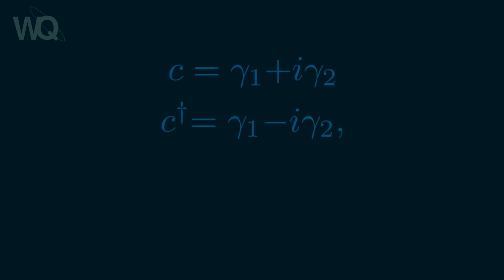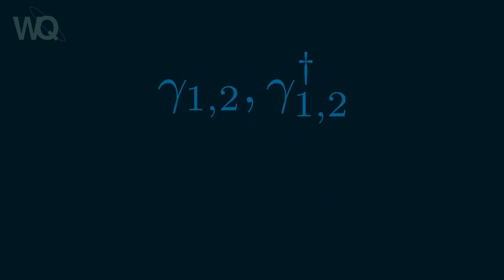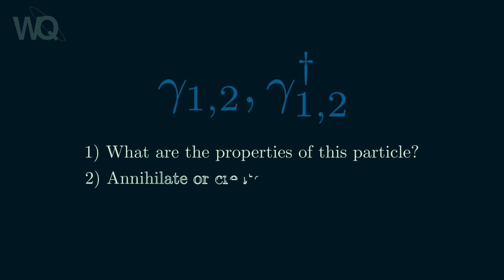Just as we had C and C dagger operators for electrons, let's just say that gamma 1 and gamma 2 are also operators, but for a different kind of particle. Our calculations were purely mathematical, so whether such a particle even exists, we don't know yet. But let's just press on and ask, if it exists, what properties does it have?